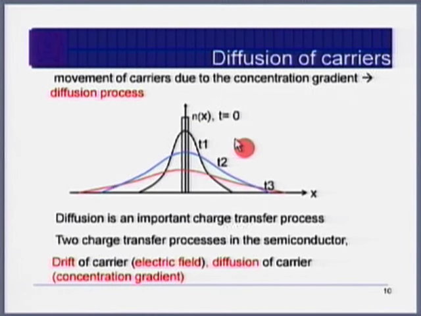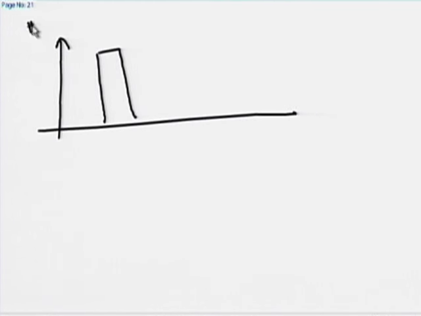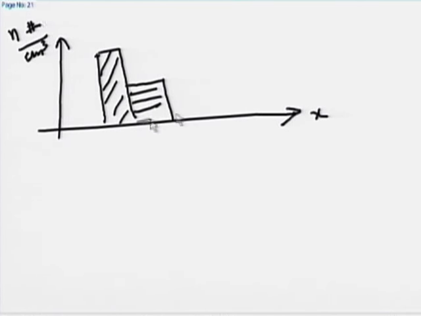By any reason, if there is a concentration difference at one point as compared to another point, carriers will move. Let's say this is my concentration, number per centimeter cube, and this is my x distance. If I have two regions of semiconductor where this is the electron concentration, n, this is the region with high concentration and this is the region with low concentration. What will happen? The electrons will move from high concentration to low concentration.